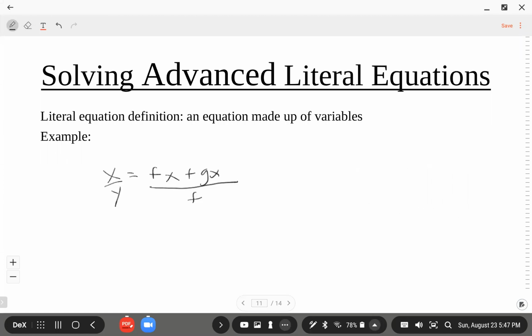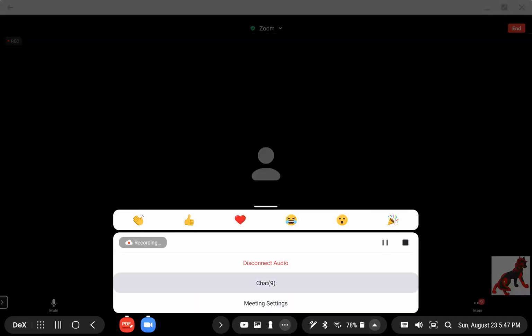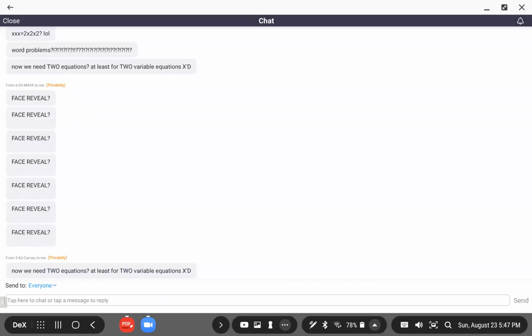Okay. So now, warm up exercise. Try to come up with a literal equation, just try to come up with your own example, okay? Come up with your own example.